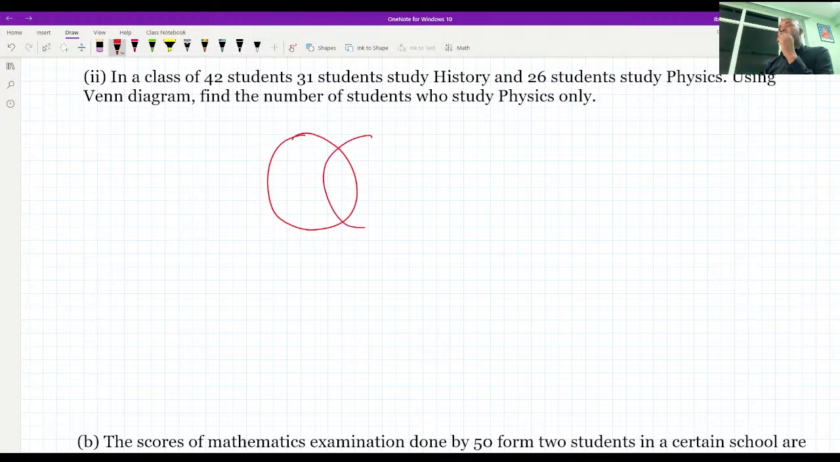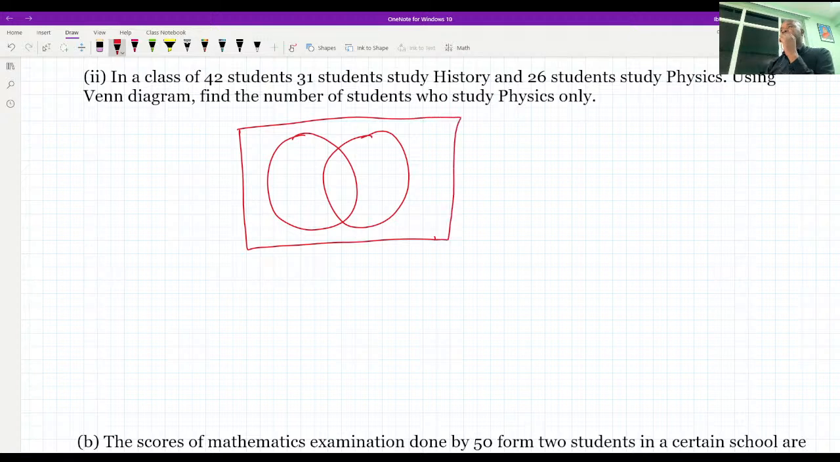I'll be having two sets here. The first set will be representing the number of students who take history, and the second set will be representing the number of students who take physics. So we were told that 31 students study history, but we don't know those who study history and physics together. So 31 students study history.